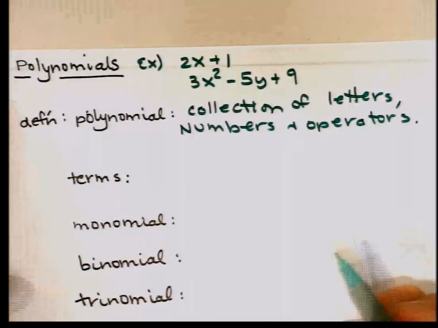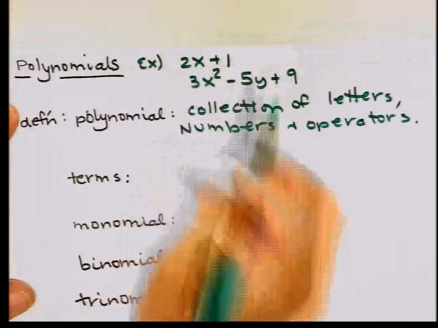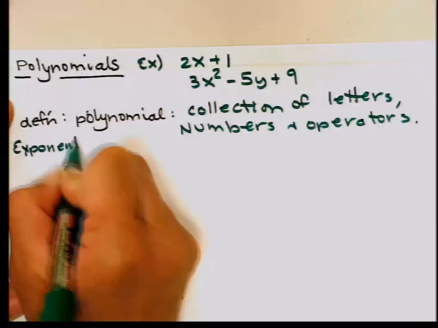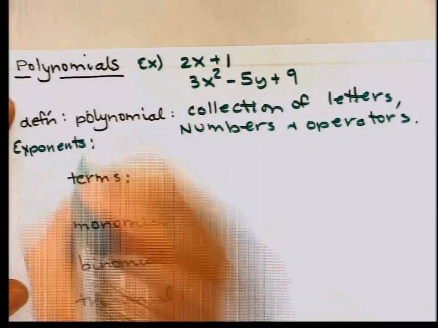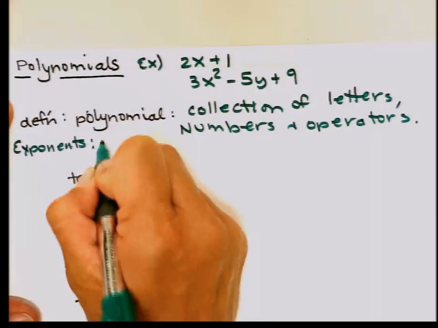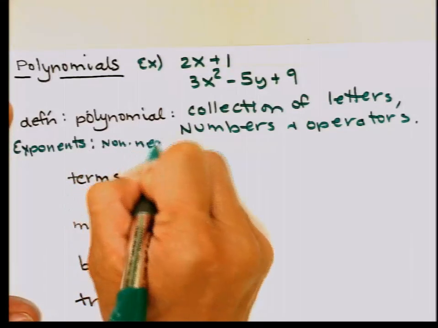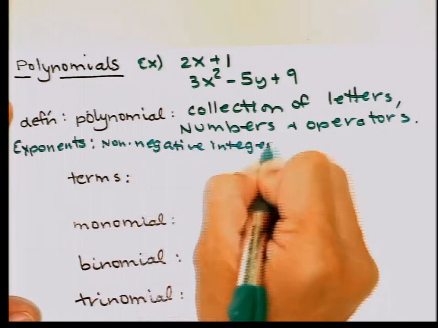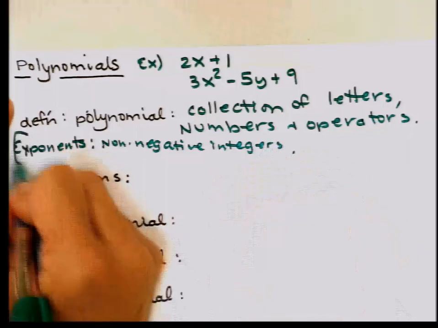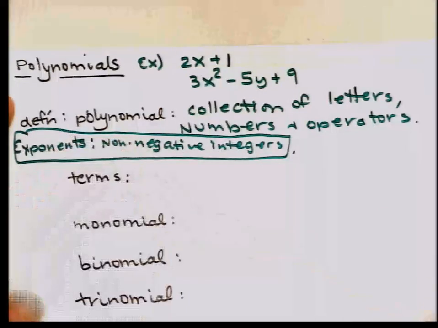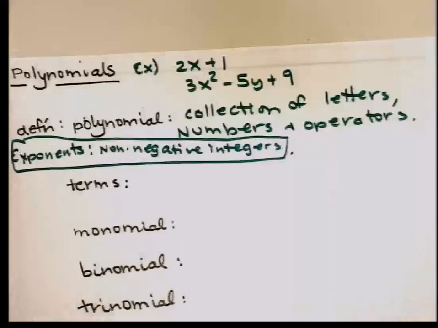In addition, for polynomials, the exponents on our letters, to be a polynomial, the exponents must be, how about this, non-negative integers. So non-negative is the politically correct, covering my bases way to say positive. So positive integers, counting numbers, including 0.